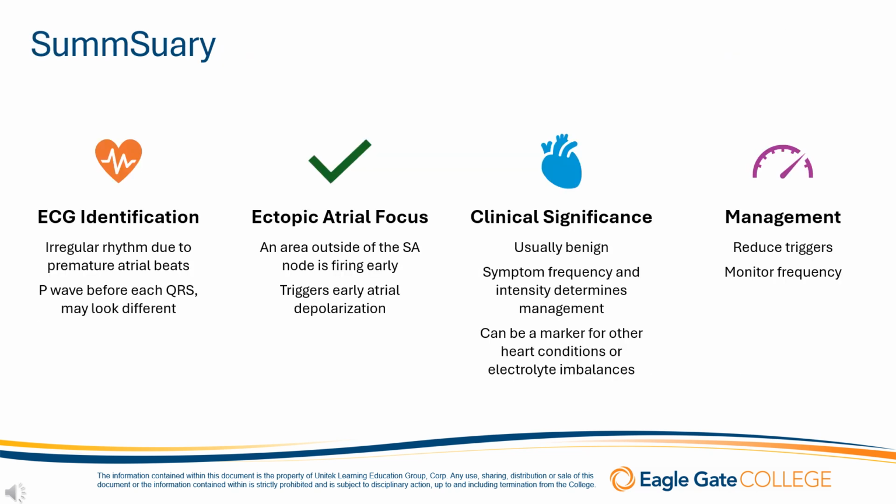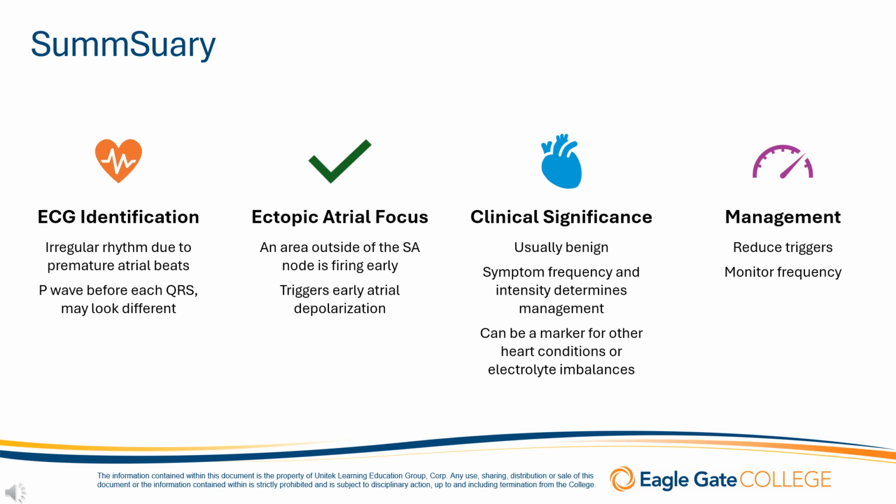Let's summarize the key points related to premature atrial contractions. First of all, you learned how to identify them on an ECG due to their characteristic irregular rhythm because of the premature atrial beats. There will be a P wave before each QRS complex. The P wave may look different from the sinus P waves because it originates from an ectopic focus in the atria. The PR interval remains within normal limits, and the QRS duration is also normal unless there is an underlying bundle branch block. The key to identifying PACs is recognizing the early, abnormal P wave that is followed by a QRS complex.